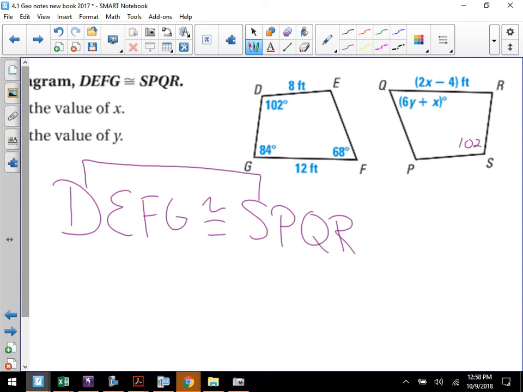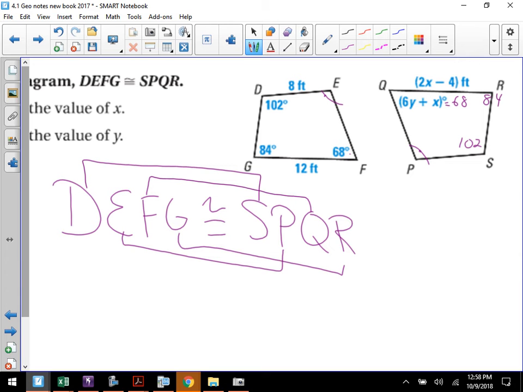Angle E has to match with angle P. Well, I have nothing here, which means I have nothing here. That's fine. Let's put a tick mark. I don't know what it is. I don't need to figure that out right now. Angle F has to match with angle Q. Well, F is 68, which means Q is 68. And then lastly, G and R, 84 up here. All right, that helps me with my angles.